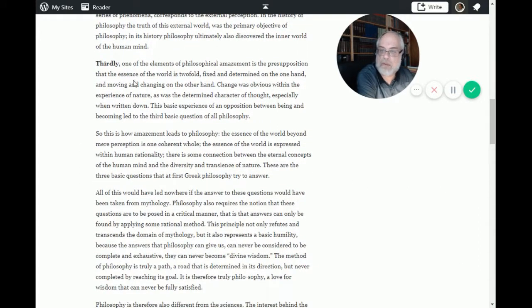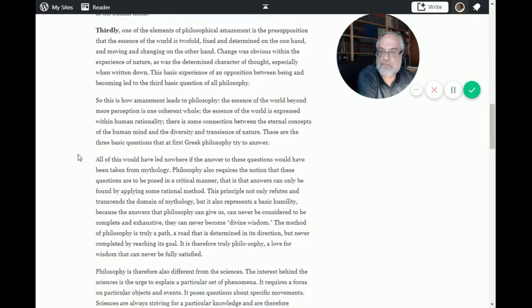Thirdly, one of the elements of philosophical amazement is the presupposition that the essence of the world is twofold, fixed and determinate on the one hand, and moving and changing on the other hand. Change was obvious within the experience of nature, as was the determinate character of thought, especially when written down. This basic experience of an opposition between being and becoming led to the third basic question of all philosophy.